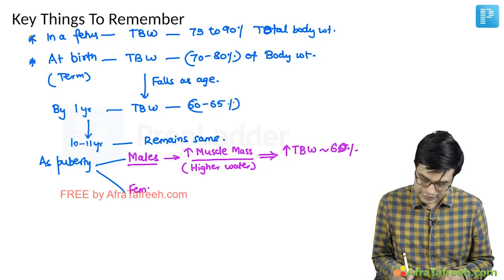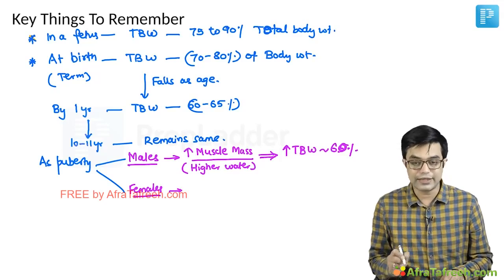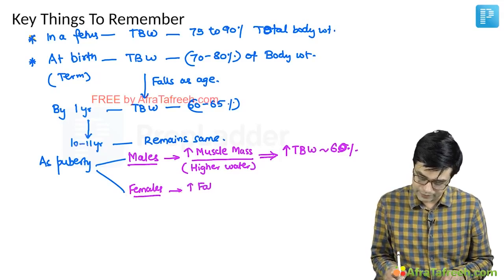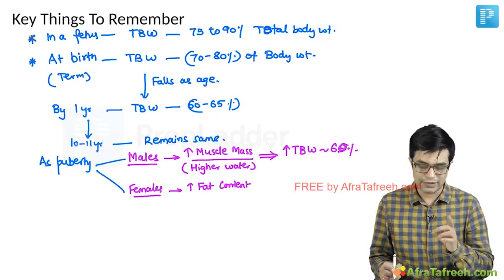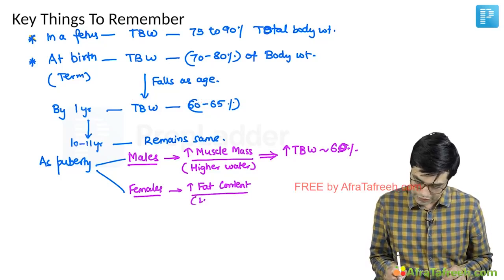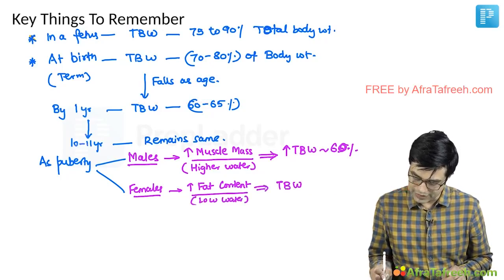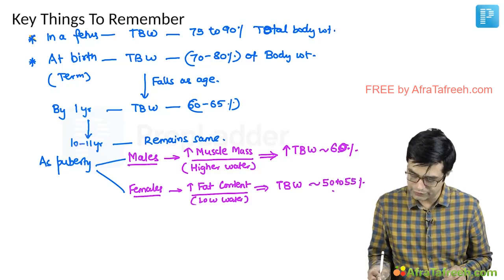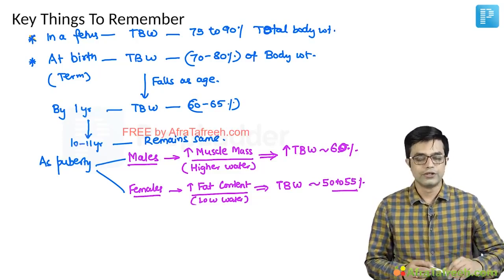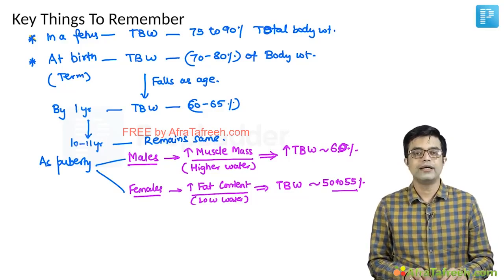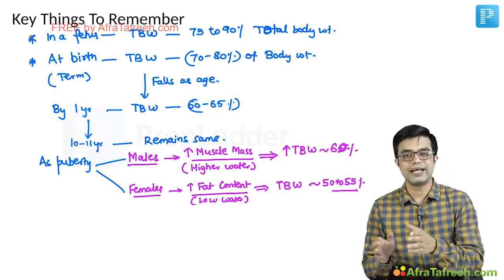Whereas in the case of females, the muscle mass is relatively less, but they have a higher fat content. All this fat deposition will be happening in the breast and in the thighs and buttock area. Muscle mass is lesser as compared to males, and fats have a low water content. And so females will have a lower total body water, about 50 to 55%. These are the various trends that you need to remember. So obviously the question arises: why does the total body water tend to fall as age advances?